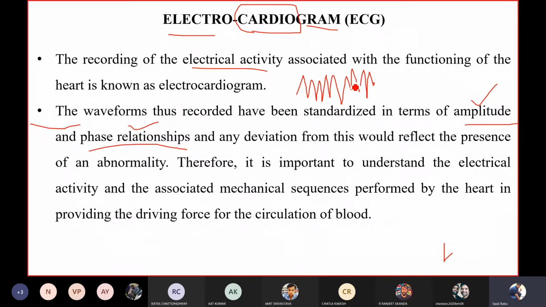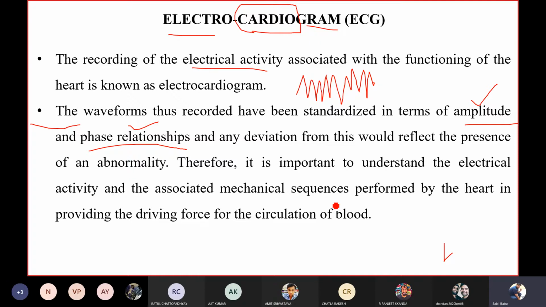The important thing that you need to understand here is the electrical activity and the associated mechanical sequence performed by the heart in providing the driving force for circulating blood. Depending upon the electrical activity produced, your heart muscles are going to contract. That means the atria and ventricles are going to contract and expand, and depending upon that, the blood circulation is going to happen. I will explain in a sequence.